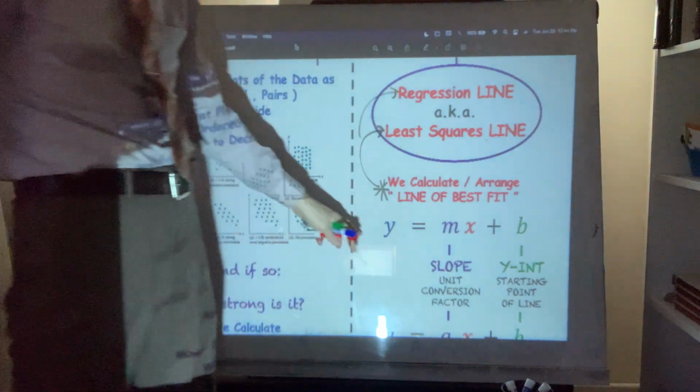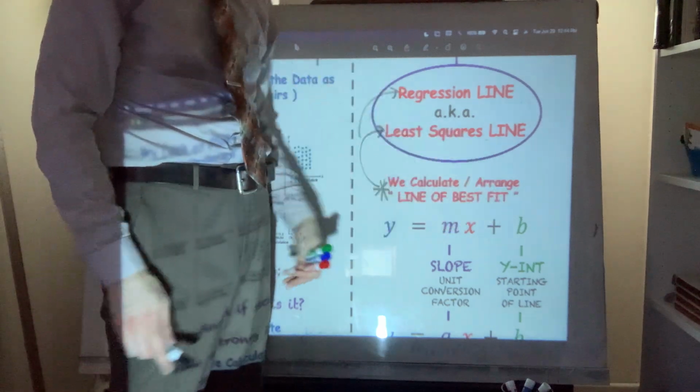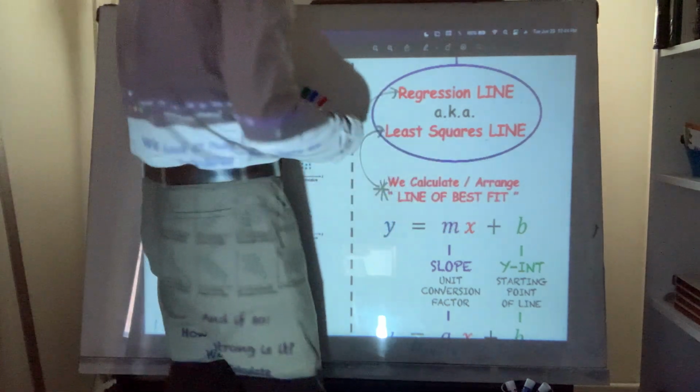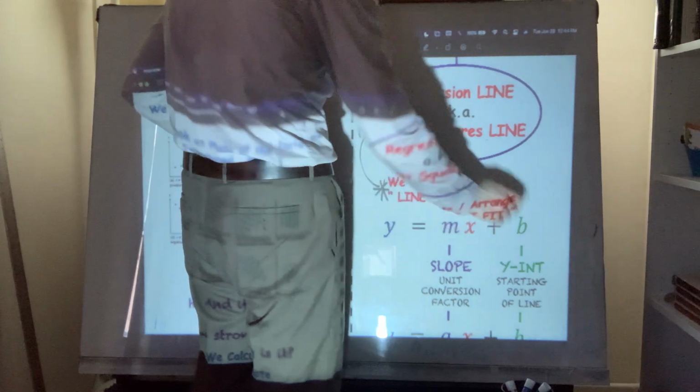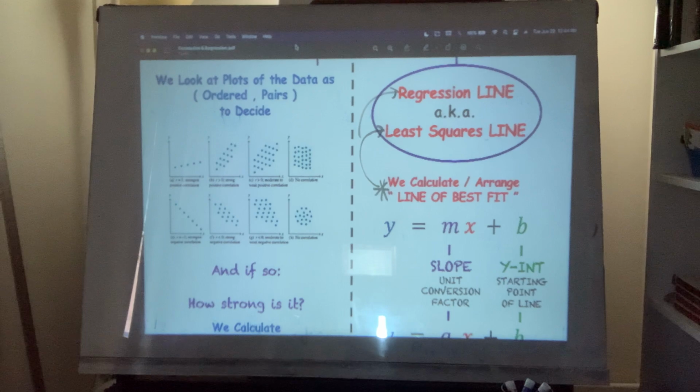And this is the model that we have from algebra, y equals mx plus b. We know that there are jobs, basically, for these 2 parts, the slope and the y-intercept. Let me scoot this up just a little bit.